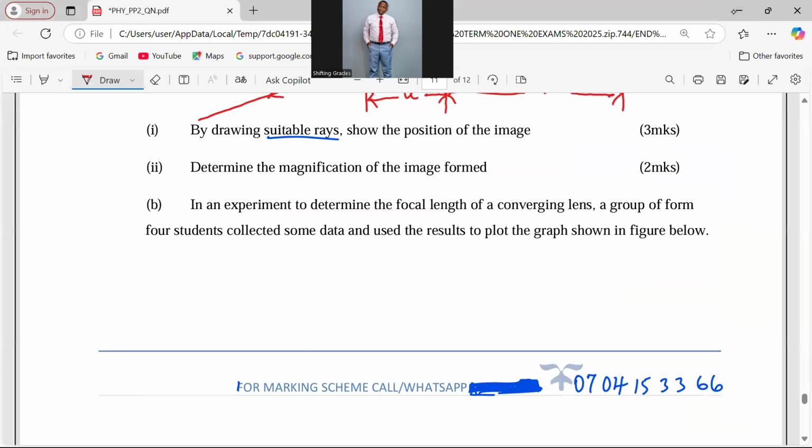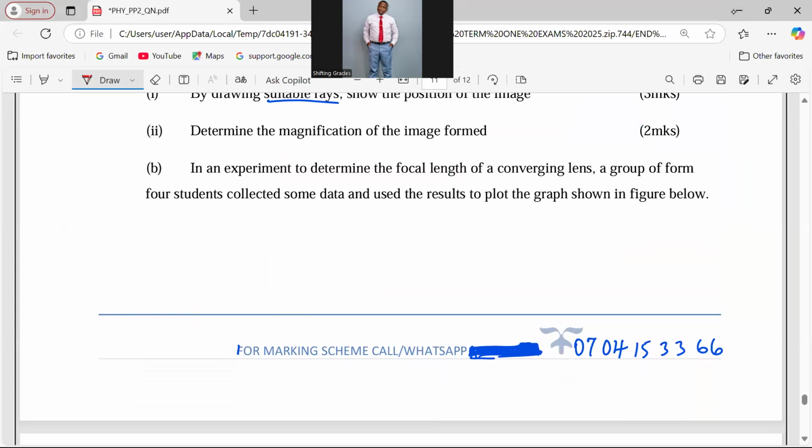Look at part B now. In an experiment to determine the focal length of a lens, which is now converging, a converging lens is also called a convex lens.